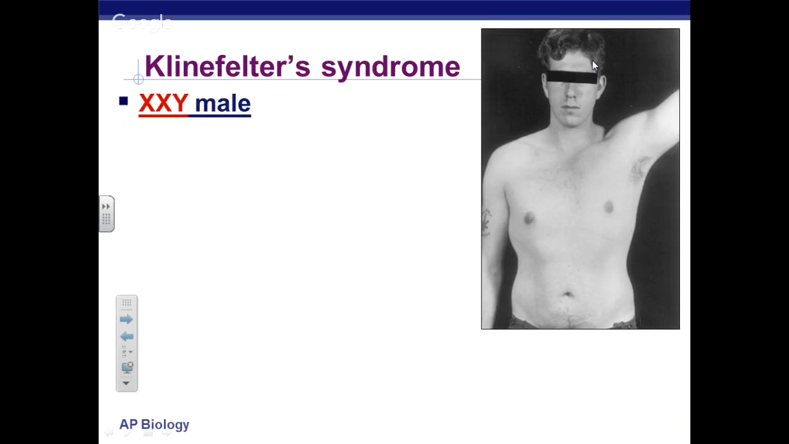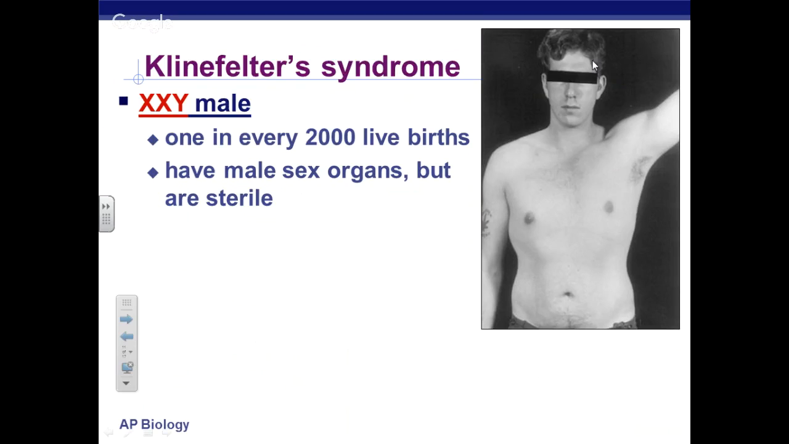So Klinefelter syndrome, like I said, is having more than 1 X and a Y. 1 in every 2,000 live births. We say live because you don't really quantify the ones that are spontaneously aborted anyways. They have male sex organs, so they will have testes and all that, but they're sterile, which means they don't make gametes. And usually there's problems in the spindle apparatus because they have the extra X's and it just won't finish. So they won't be able to reproduce.